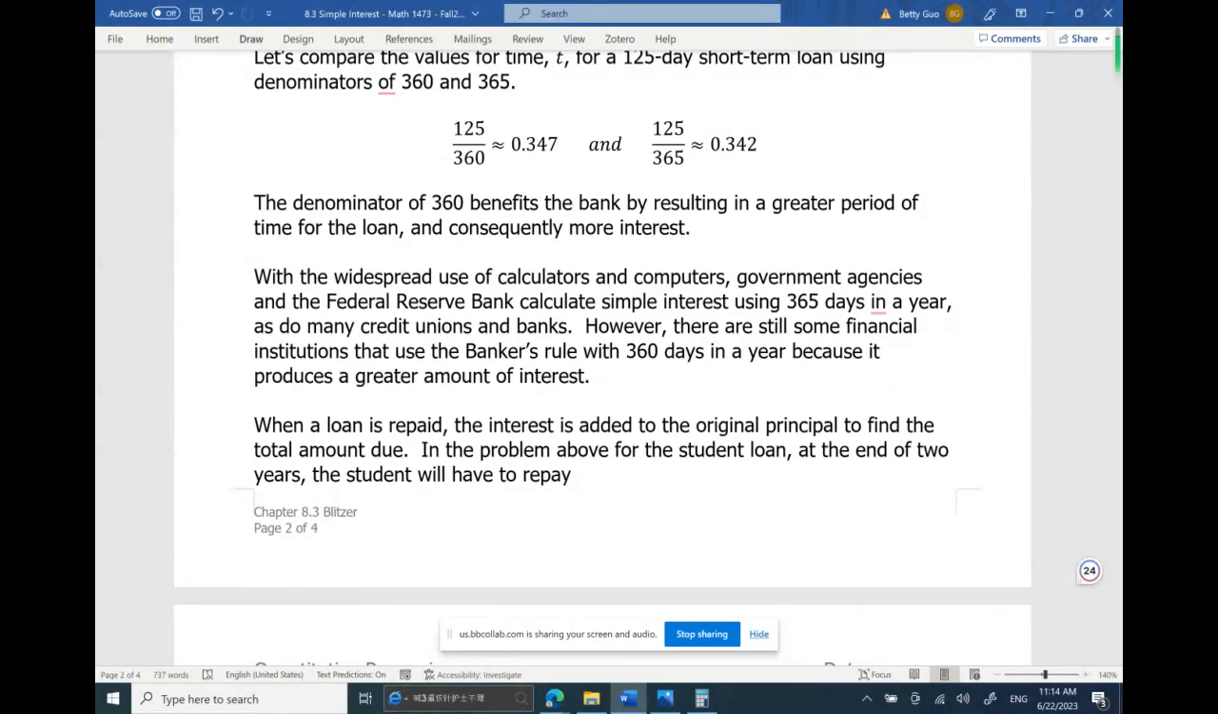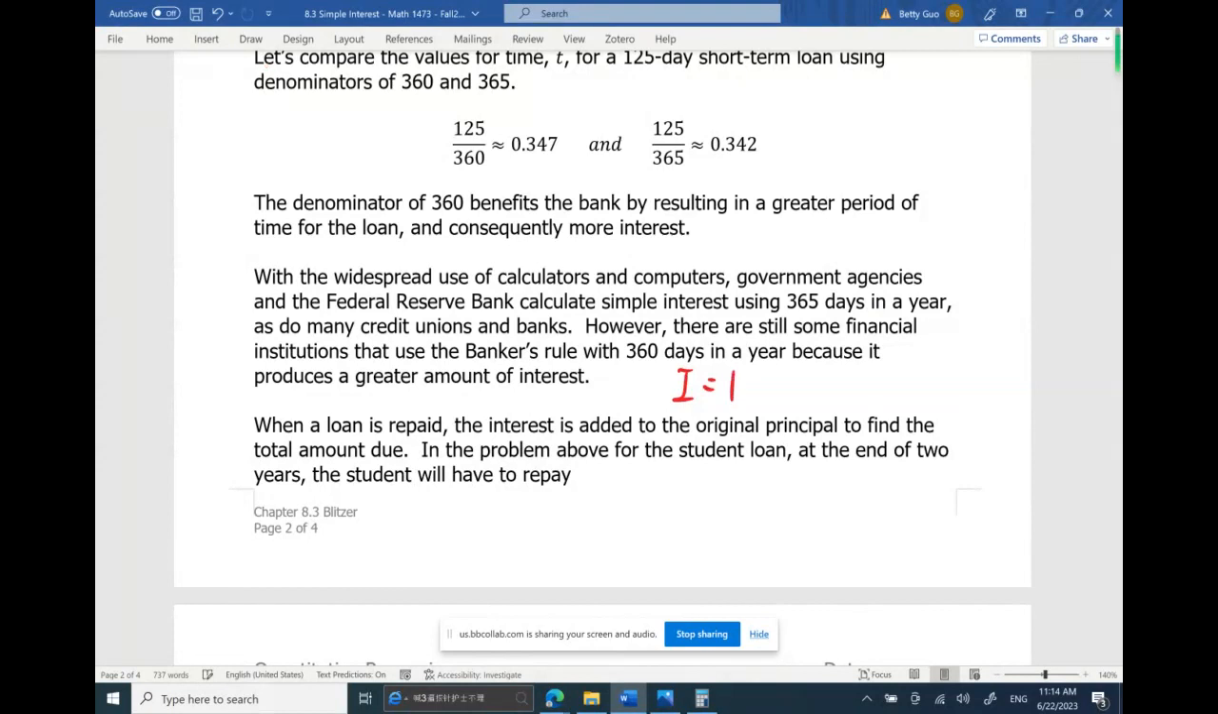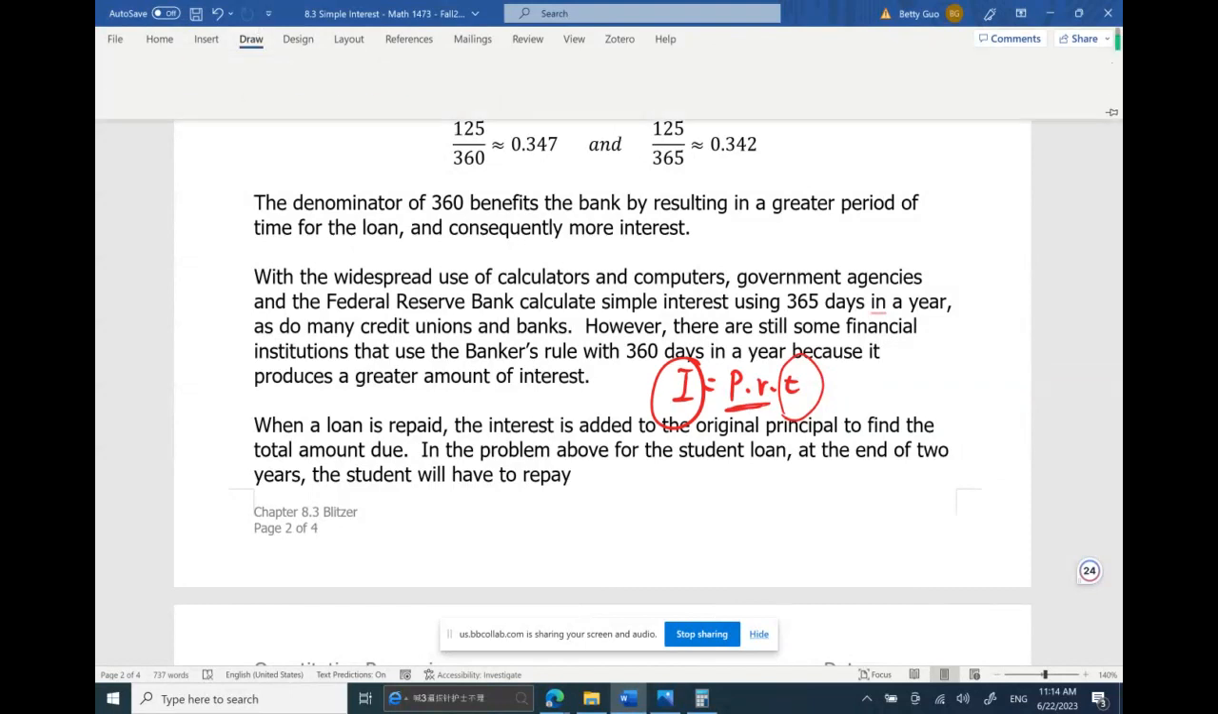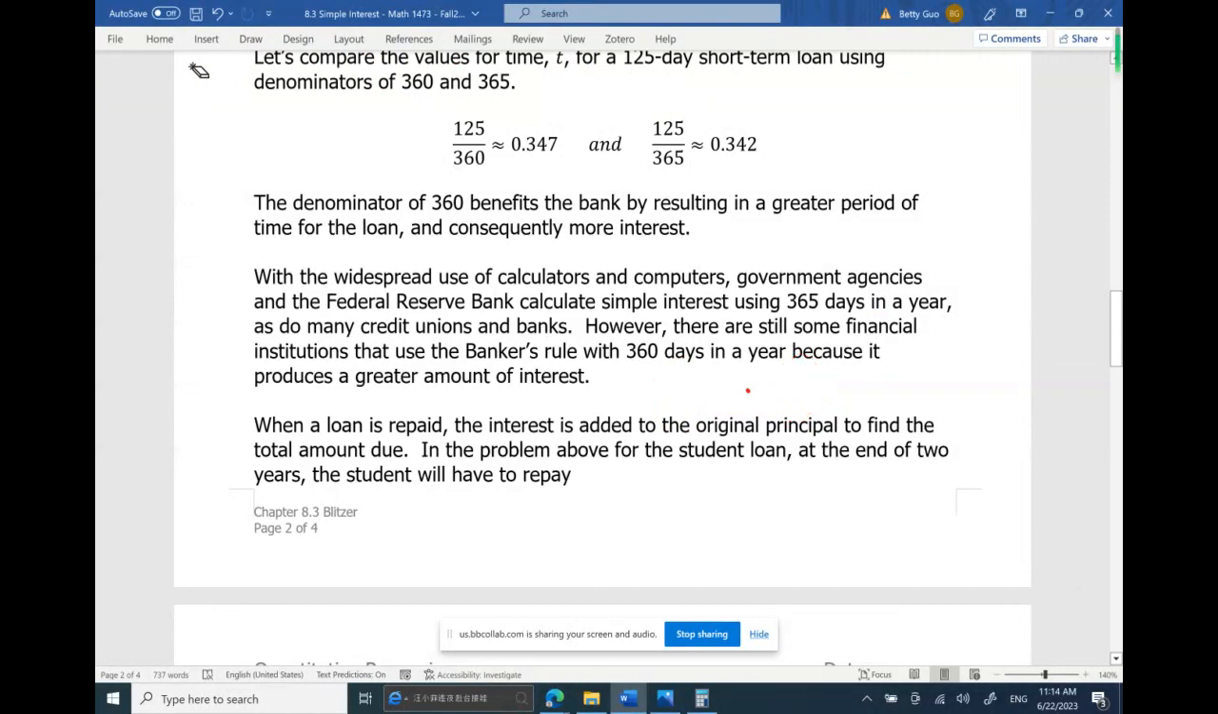Remember the formula for calculating simple interest. I equals P times R times T. If principal is bigger, I is bigger. If R is bigger, I is bigger, with all other things remaining the same. If T is bigger, then I is bigger, right? So if you use 360 instead of 365, then the time T would be bigger, even just a little bit bigger, which will make the interest amount bigger, and that benefits the bank, the lender.